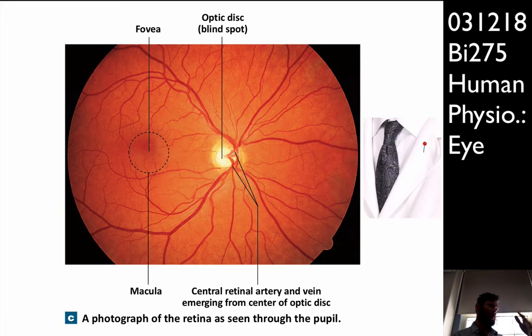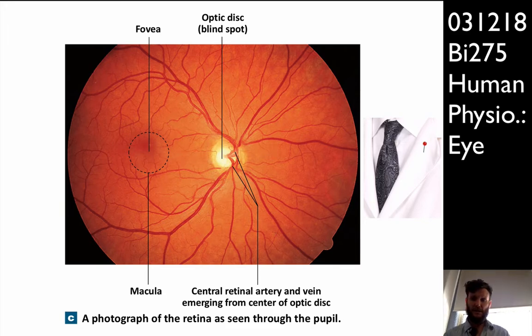Has anyone had one of these visual fields before? Some of you must have. Those with glasses certainly have. It's where they have a little red light and it beeps and you have to click it. You guys ever done that? Anyways, there are ways of mapping the visual field more accurately, but you can get a pretty decent map of the scotoma just using that technique.